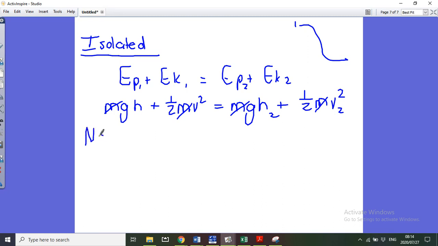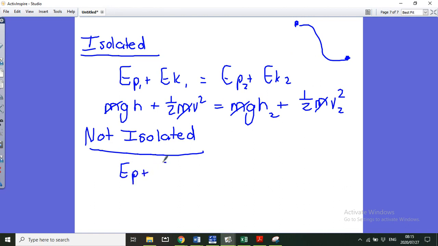Now, if it's not isolated, there are two things that can be happening. You can gain energy because of work done on the object. Now remember, not force. Work is energy. So if it's not isolated, you can say, all right, I start here at the top and I end here at the bottom still, but now there's friction. So now you need to think, okay, I still have EP plus EK at the top. I still have EP plus EK at the bottom.